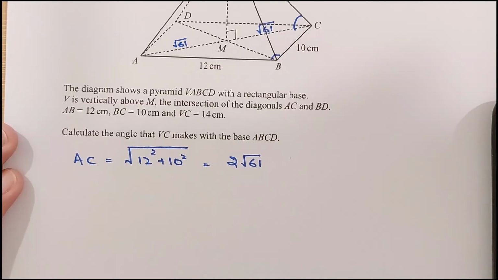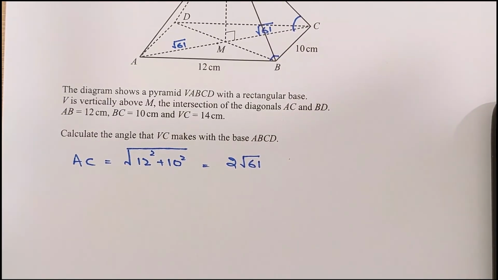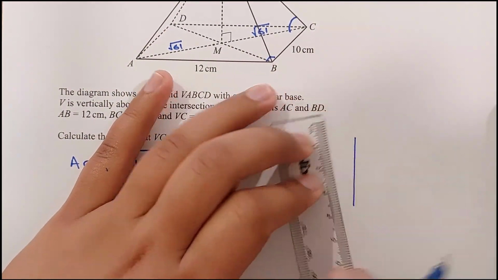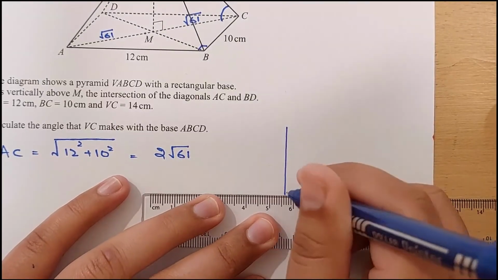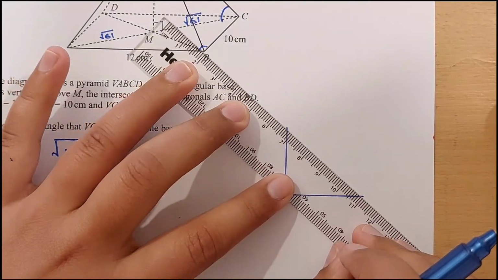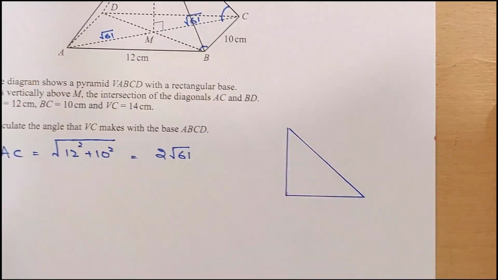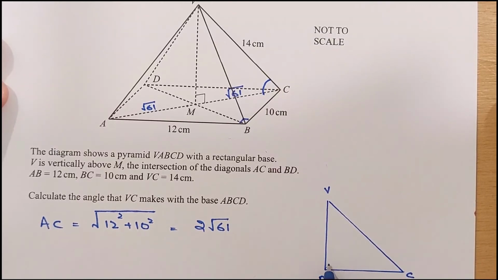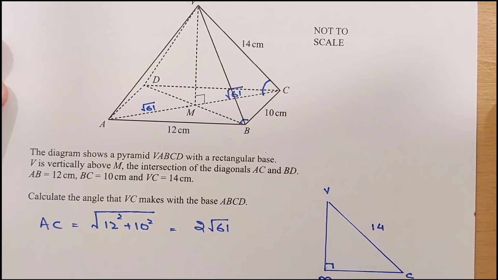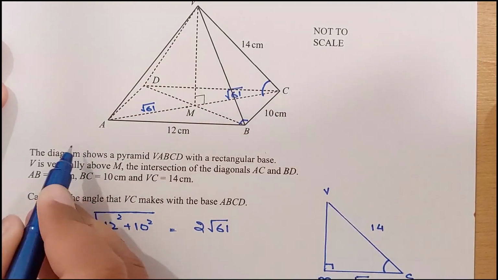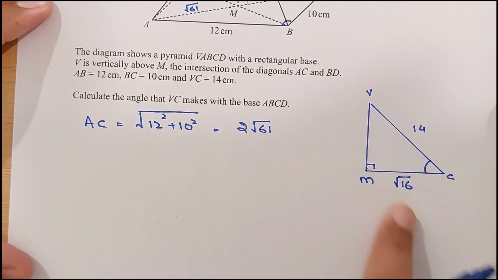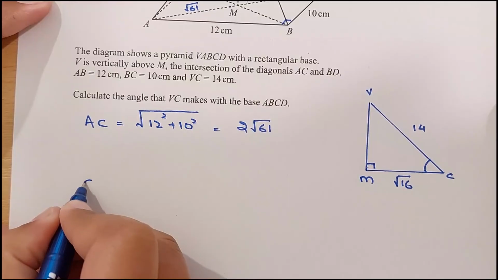If I draw this triangle separately, this will be more clear to you. So we have this triangle. V is at the top, we have C, and M is the 90 degree angle. VC is 14 and this is square root of 61. We have to find the angle VC makes with the base. Using SOHCAHTOA, we use the ratio for cos.